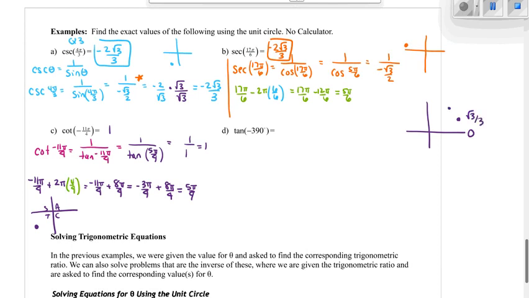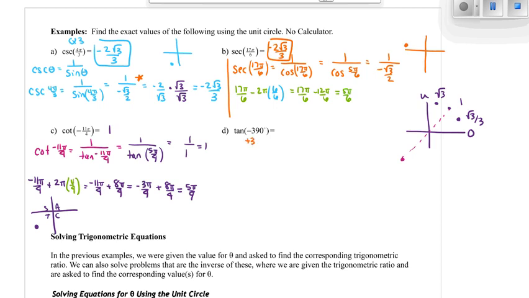The tangent of pi over 4 is 1. And the tangent of pi over 3 is root 3. And pi over 2 is undefined. And so we're just taking this value and putting it over here, remember, because tangent has origin symmetry. So then for looking at the last one, tangent of negative 390 degrees.